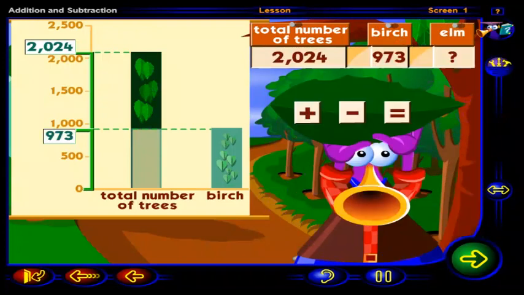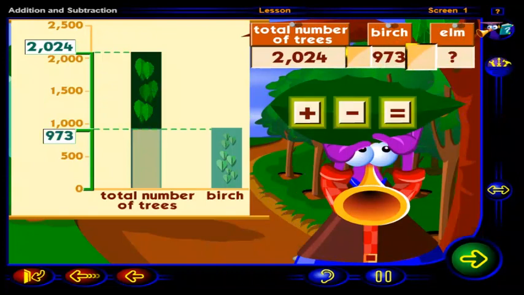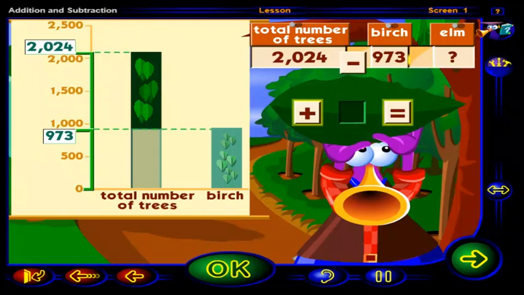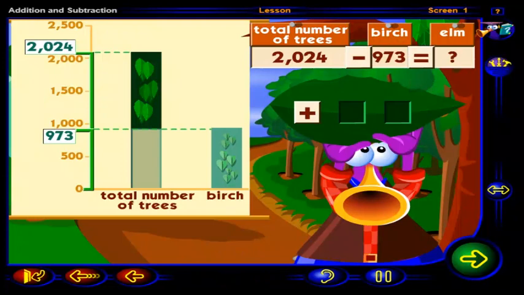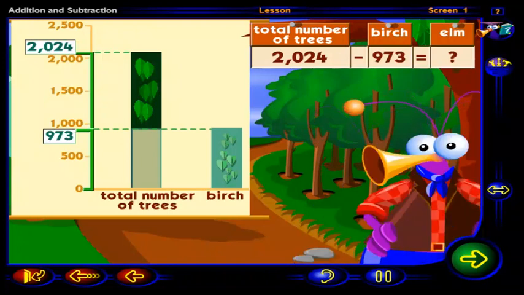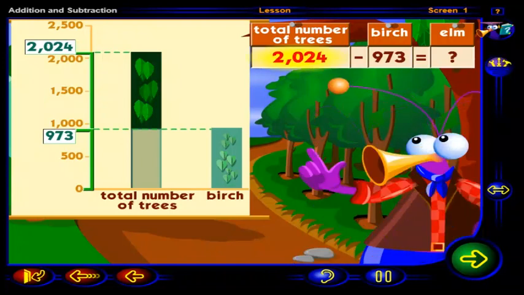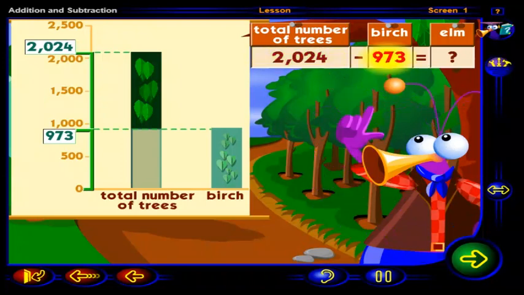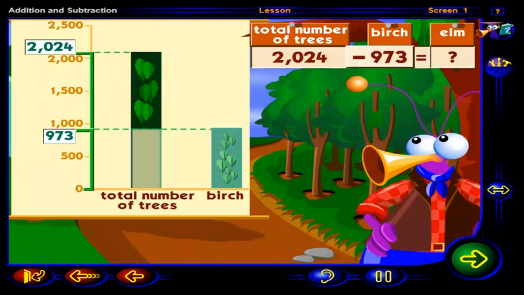How would you find the number of elm trees planted? Drag signs here and here, then click OK. That's right. To find the number of elm trees planted, you can subtract. To find the difference between 2024 and 973, we can subtract 973 from 2024.